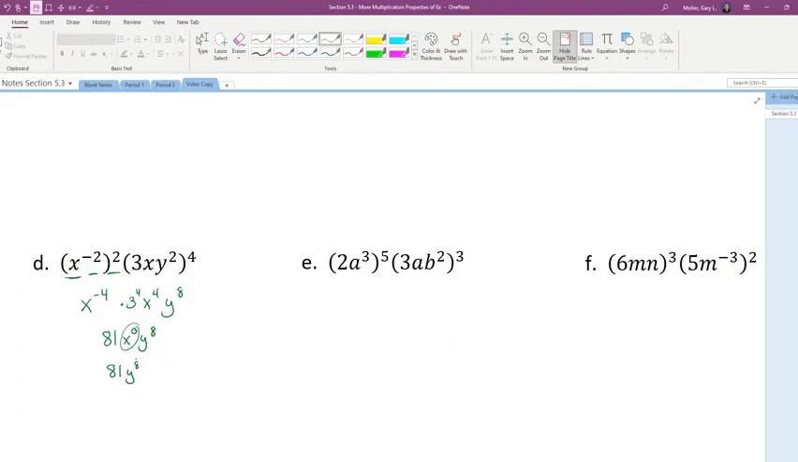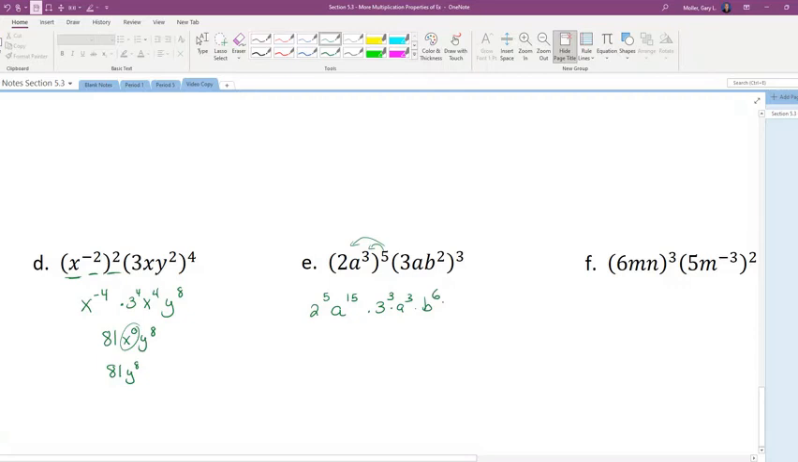Part E. Going to use the rule from today. They both get the 5. So that's 2 to the 5th, and then a to the 15th. Then I have 3 to the 3rd, a to the 3rd, b to the 6th.